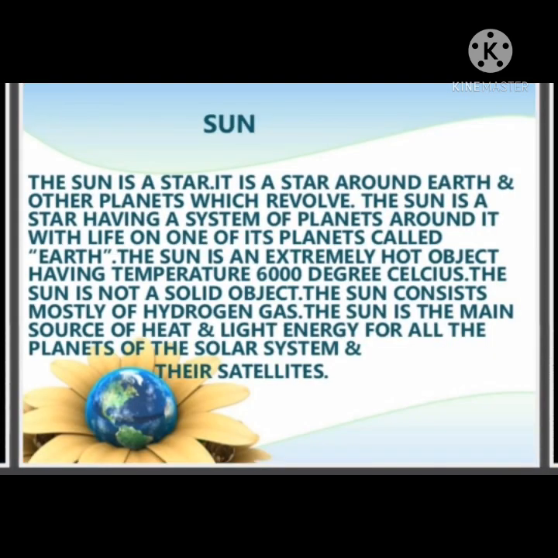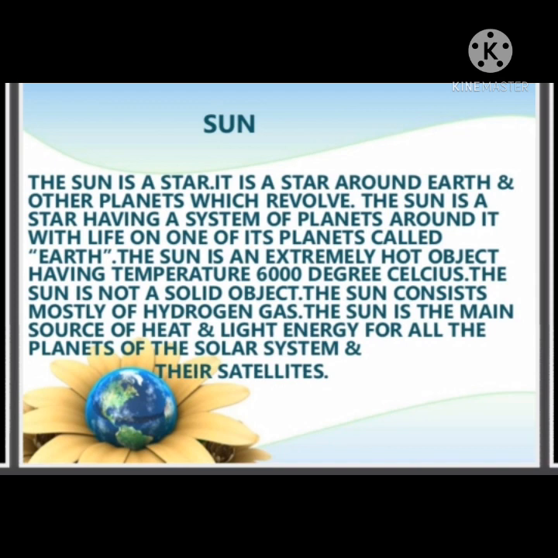The sun is a star. It is the star around which the earth and other planets revolve. The sun is a star having a system of planets around it, with life on one of its planets called earth. All the planets revolve around the sun. It is the star and it is the center of the solar system. Only one planet has life, and that planet's name is earth.